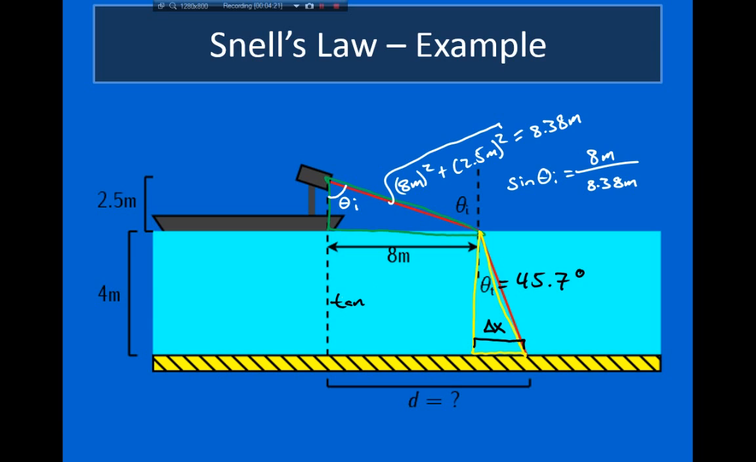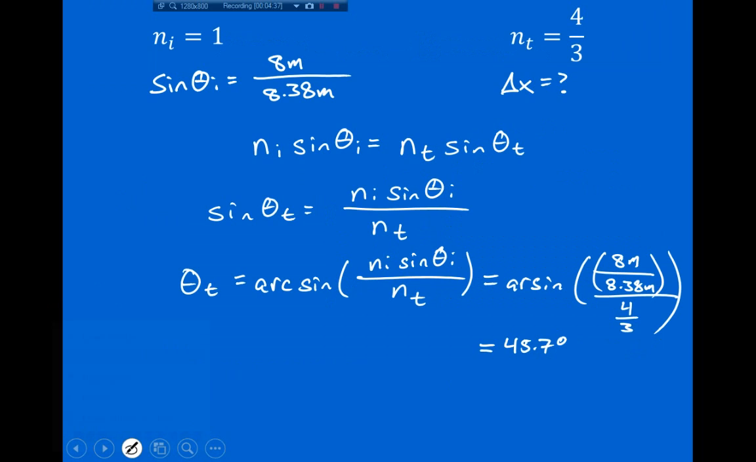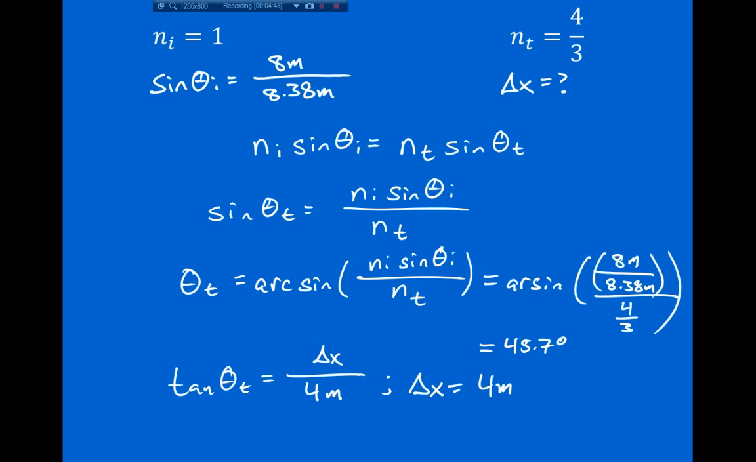the distance delta x. So it's opposite over adjacent. So it's this distance delta x divided by the adjacent length, which is 4 meters. So I can use that to solve for delta x. So let me go ahead and write this down. So we have that tangent of my transmitted angle is equal to delta x divided by 4 meters, which means that delta x is equal to 4 meters times tangent of my transmitted angle.